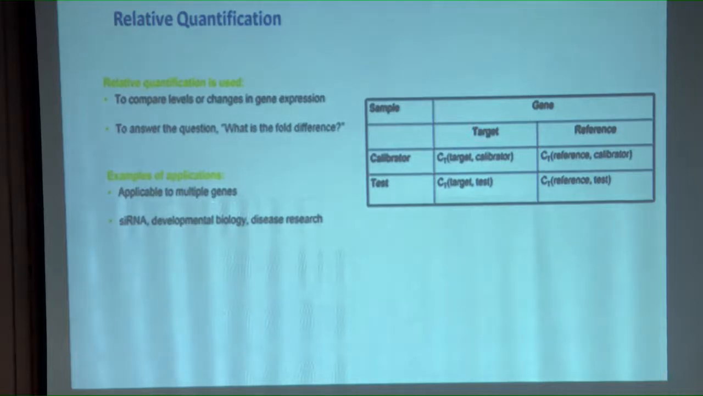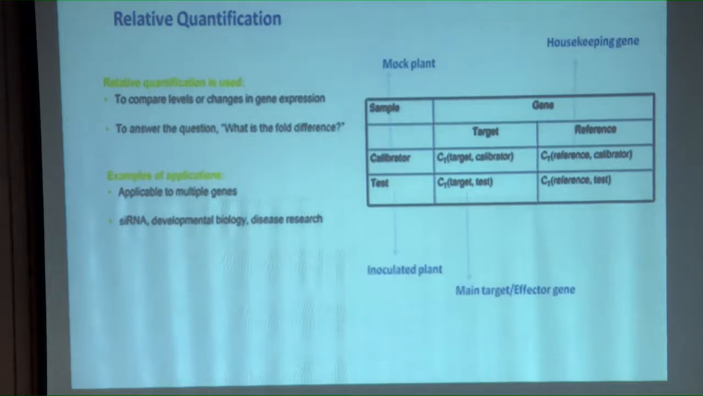Let's take one small example, maybe from the host side. Calibrator is nothing but a plant which is not subjected to the experimental treatment, maybe an insect attack, a pathogen attack, or some chemical. It is called the absolute control. Test is the real experiment you are doing, that is, the inoculated or infested plant. Keep that in mind.